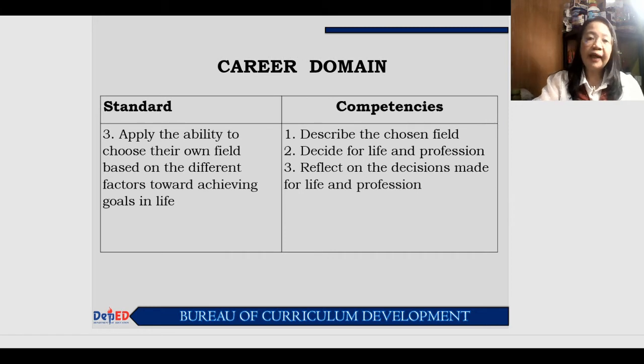Next is to apply the ability to choose their own field based on the different factors toward achieving goals in life. The competencies are: describe the chosen field, decide for life and profession, and reflect on the decision made for life and profession. Here, learners can identify different career choices, describe the traits and functions of different people in the community, or show appreciation of the contribution of the people in the community, or simulate one's preferred work.